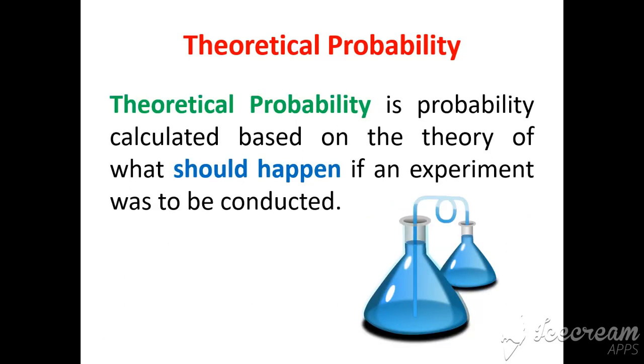Now, we're going to chat about theoretical probability. Theoretical probability is the probability calculated based on the theory of what should happen if an experiment was to be conducted. In the next video we're going to chat about experimental probability. But theoretical probability is what should happen if an experiment was to be conducted.